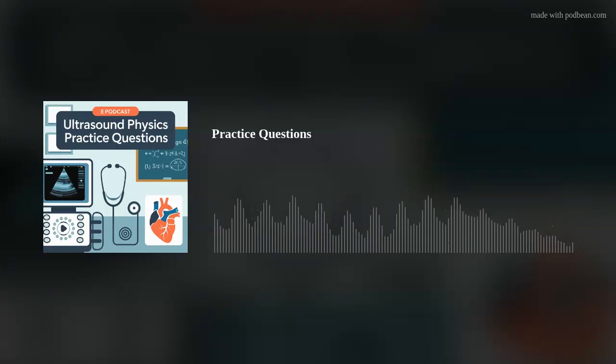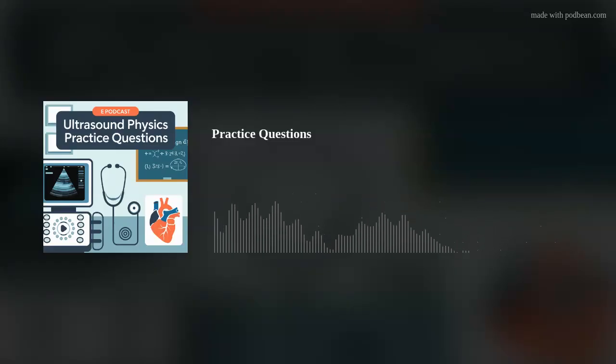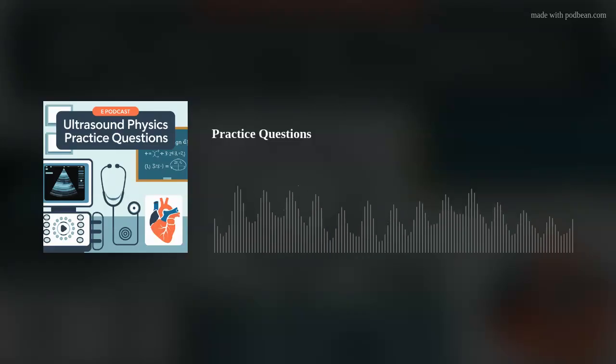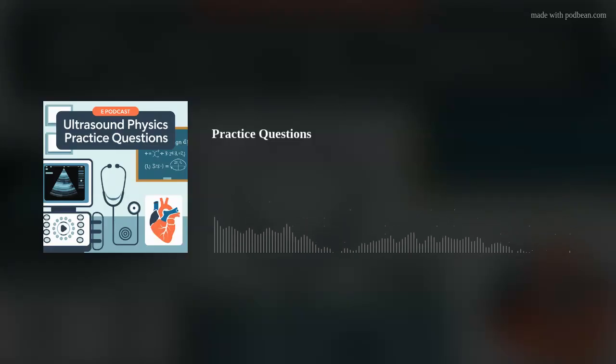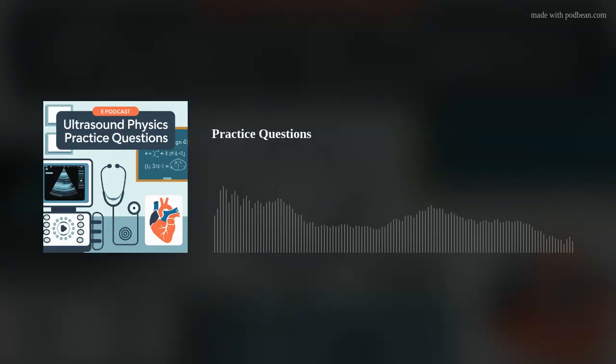Artifacts. They can be tricky. Parallel line artifacts, they're also called reverberations. They happen when the sound beam gets trapped between two really strong reflectors, like the walls of a cyst or a blood vessel. Imagine the sound wave bouncing back and forth between them, creating all these extra echoes. And those echoes show up as equally spaced lines on the image. So it's like the sound waves are stuck in an echo chamber.